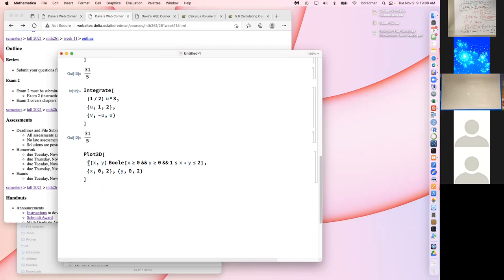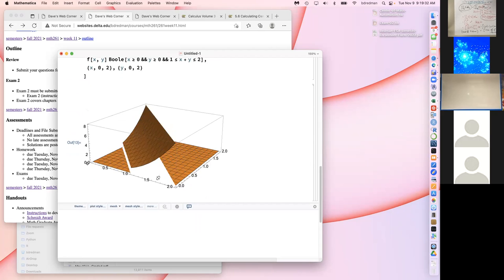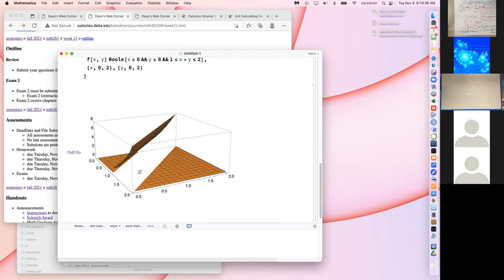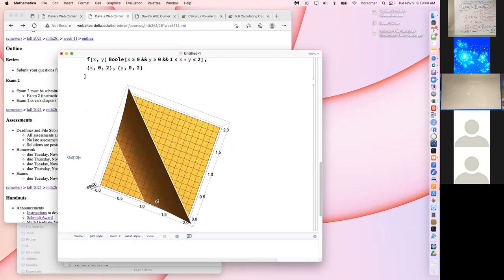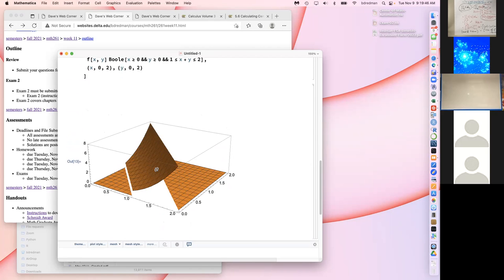What this will do is plot this function over the square 0 to 2, 0 to 2, but this Boole command will give me a 1 if I'm inside this region and a 0 otherwise. So actually the surface will be 0 height unless I'm inside the region I'm interested in. That's what I'm intending to see here. Let's see what happens. And that's kind of what happens right there. The region is expressed as 0 if I'm outside that trapezoid, and then the value of that trapezoid if I'm inside that region, R.